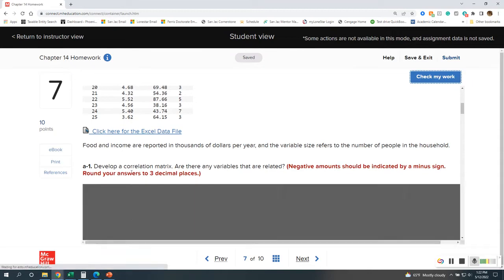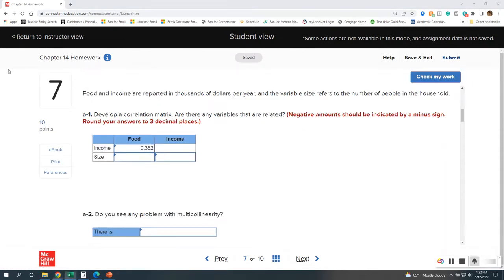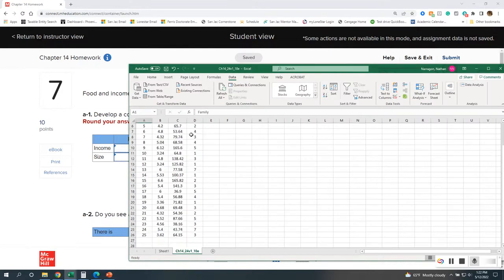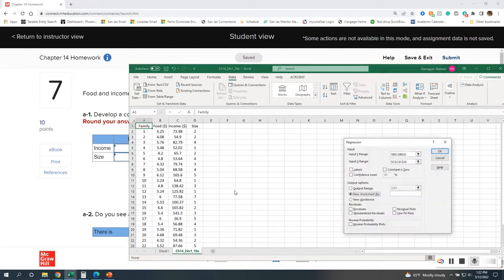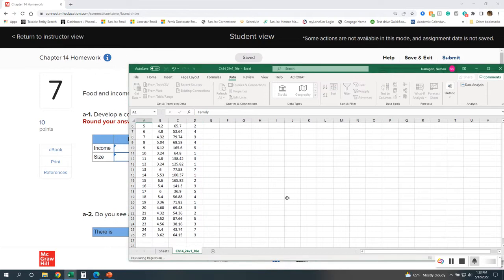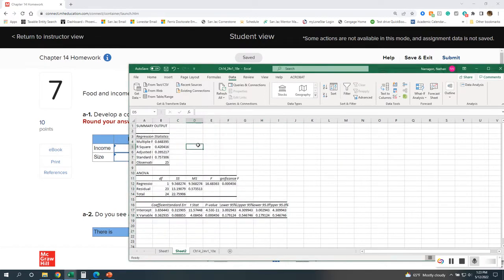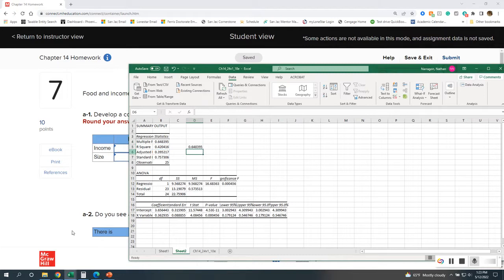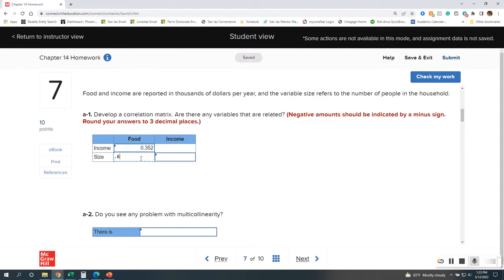Okay. We basically gotta do them for all. So again, we'll do another data. Okay, our food is okay. We're gonna have to change income to size. Hit okay. Equals the square root of r squared. 0.648.